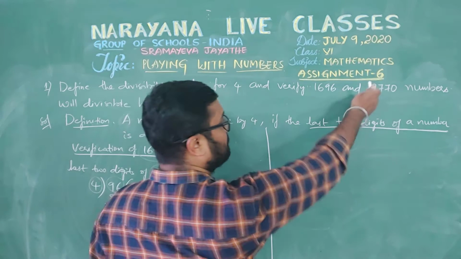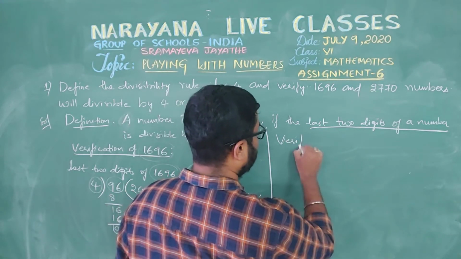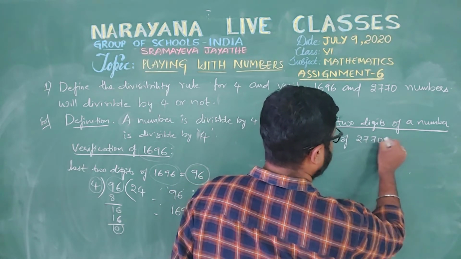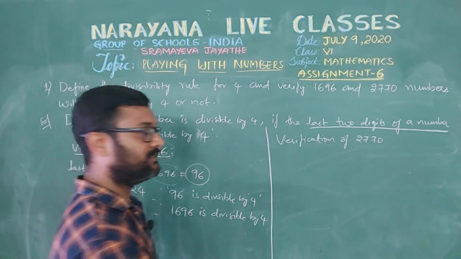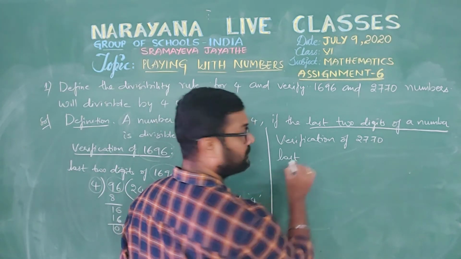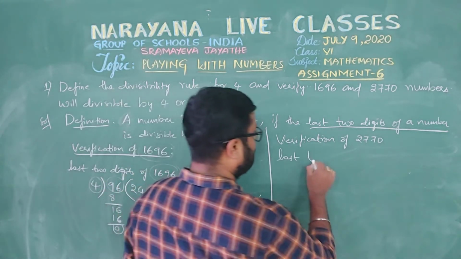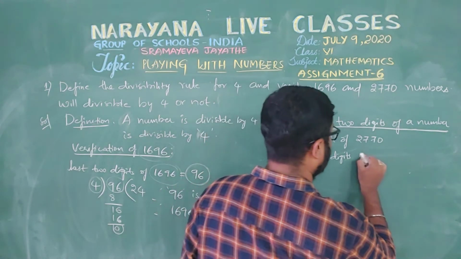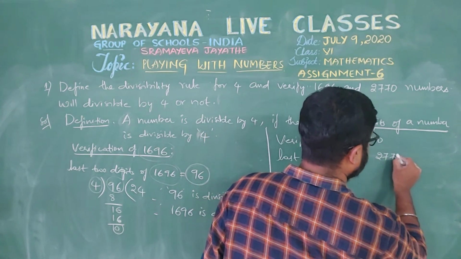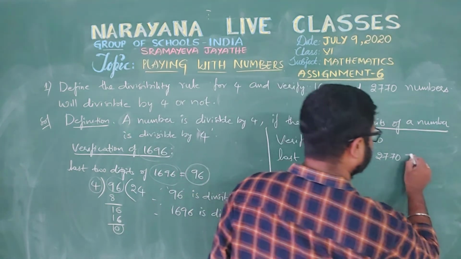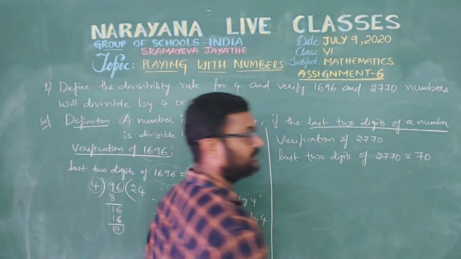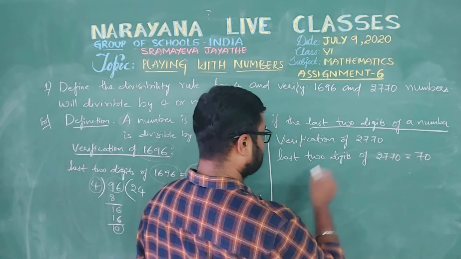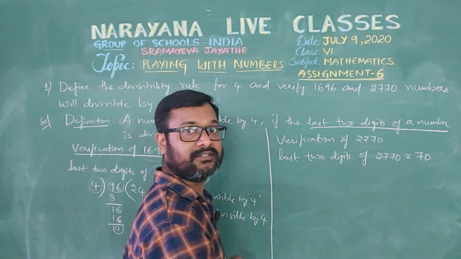And we will verify this number also, that is verification of 2770. See, last two digits of 2770 is what? 70. Is it? 70. Then, so let's check that whether it is divisible by 4 or not, last two digits.